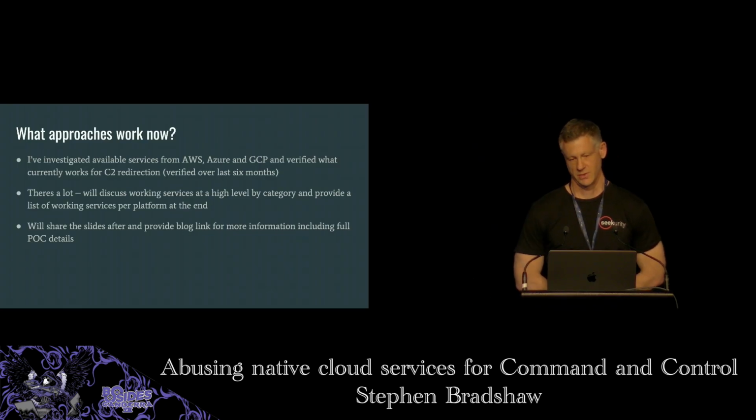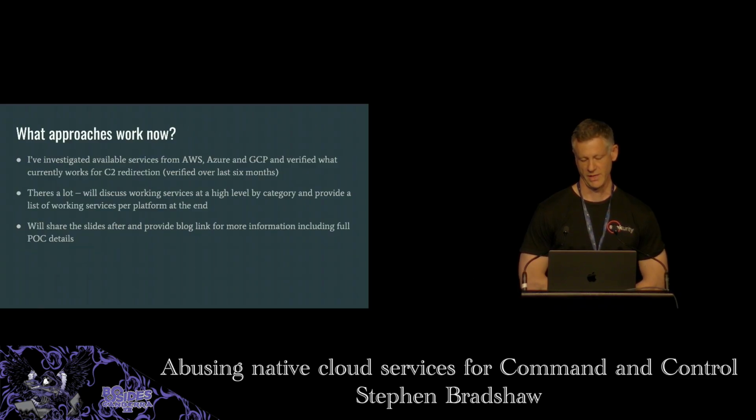I've mentioned that this is a fast-moving field. What approaches actually still work now? Over the last 6 months or so, I've verified a number of different approaches working for AWS, Azure and GCP that work for cloud redirection of C2. Now there's a lot of services to go over here, so I'm going to be going over them at a fairly high level of detail. I'll discuss them by category and talk about what that category of services is and how it works.